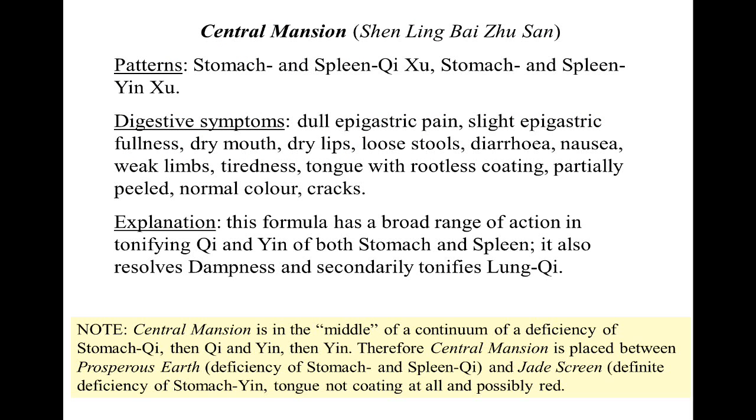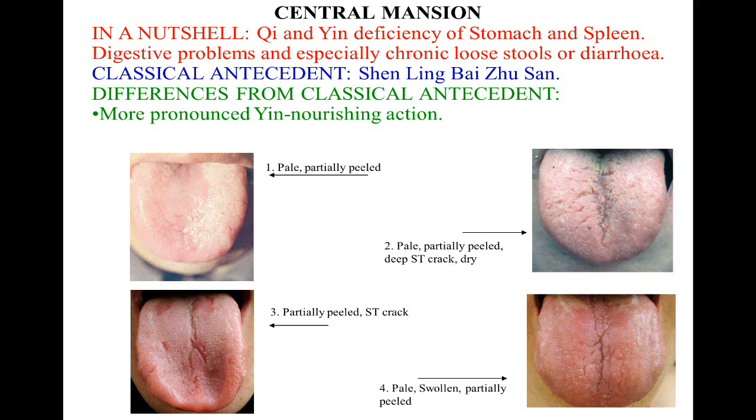Central Mention is a variation of Shenling Baizhusan, and Shenling Baizhusan is a great formula. It tonifies both stomach and spleen, both qi and yin, and it also resolves dampness. So it's a very broad action for types of patterns that many of our patients have. And how is the tongue in Central Mention? It's like that.